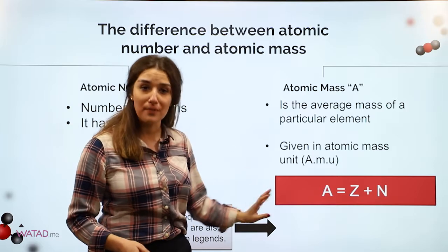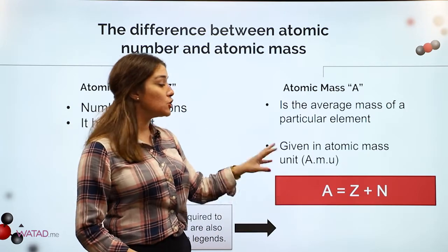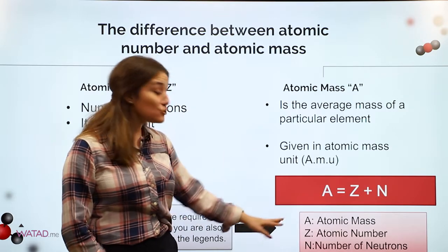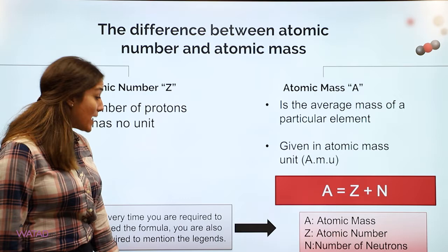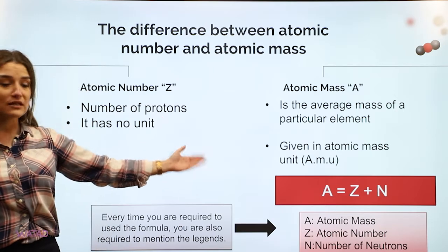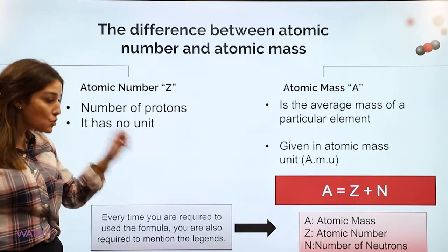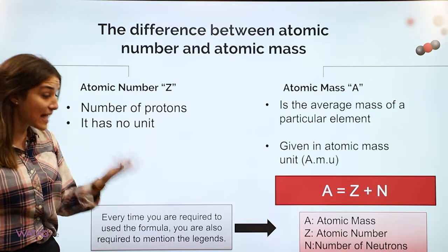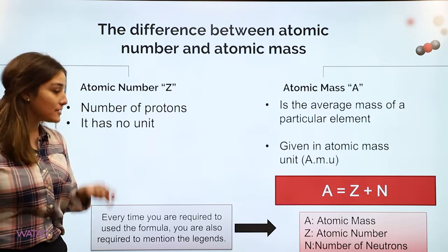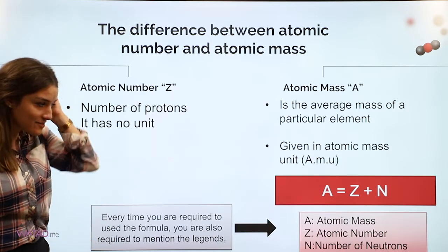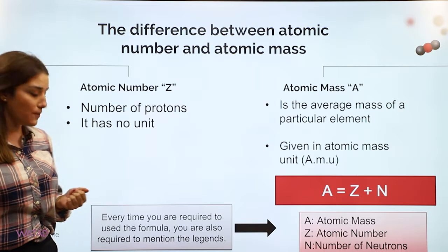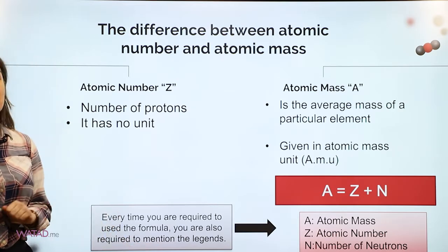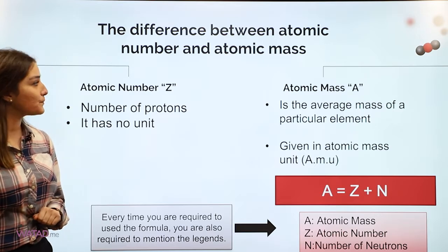And every time in the official exam, you need to use this formula to calculate the mass of the atom. You need to specify the legends. So every time you're using this formula, please make sure that you write that A stands for atomic mass, Z stands for atomic number, and N stands for number of the neutrons. Please make sure you mention the legend somewhere around.